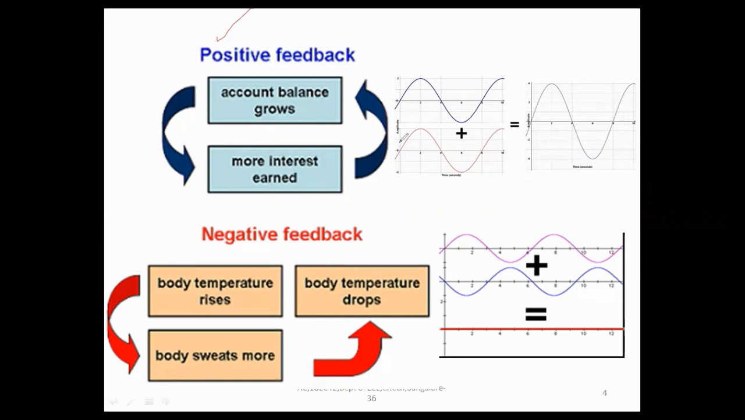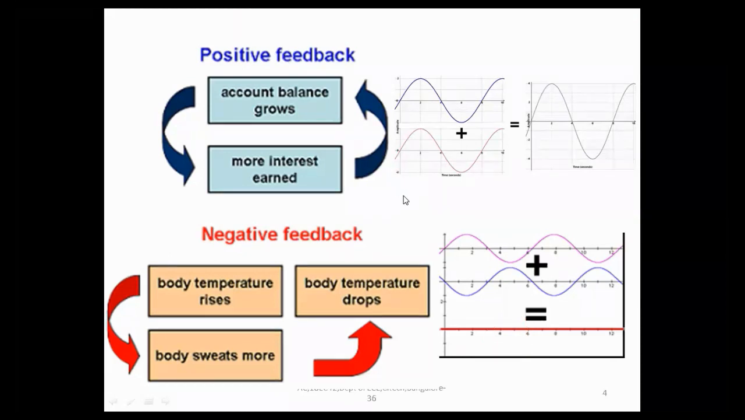This is called positive feedback. In negative feedback, due to fever, the body temperature rises. You visit the hospital, and the doctor will give an injection. The body sweats more, so that the body temperature drops. This is called negative feedback. In electronics, if we add out of phase signals, then the resultant output will be less or zero. That type of feedback is called negative feedback.